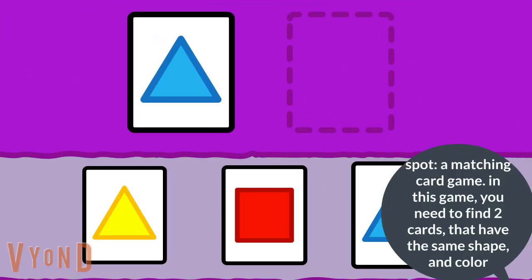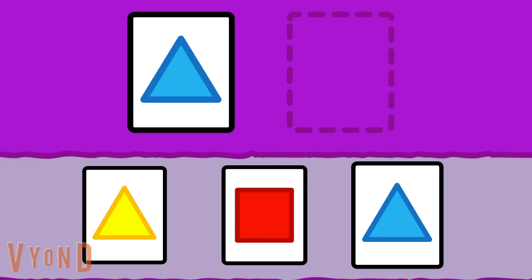Oh boy. A card game. A matching card game. In this game, you need to find two cards that have the same shape and color. Ooh, this looks easy enough. Will you help us with this? Great. All right, let's see here. The card we have here has a blue triangle. So, we need to find a card that has the same thing as this card.